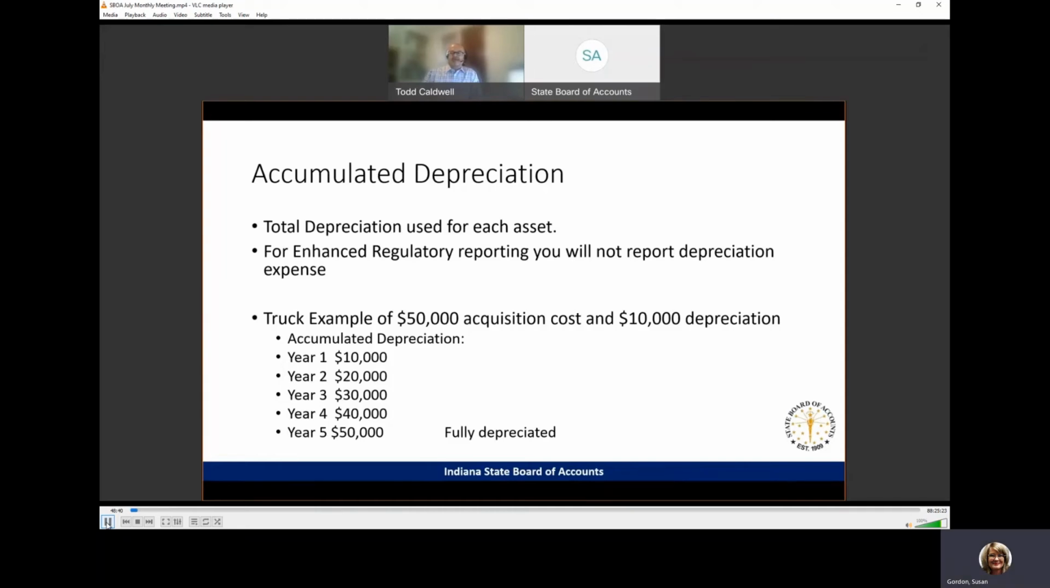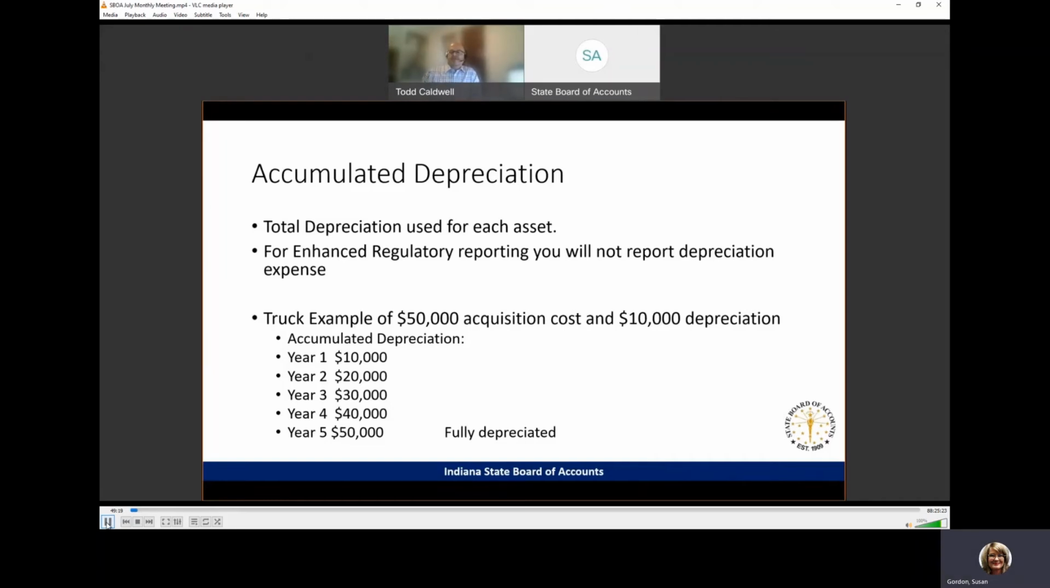In year two, you're going to add $10,000, so at the end of year two your accumulated depreciation for this truck would be $15,000, the 5 plus the 10. Year three, you're going to add another $10,000, so at the end of year three it would be $25,000. At the end of year four it's going to be $35,000. At the end of year five it's going to be $40,000, but you're actually going to go into year six to take that final half year of depreciation, and it would be $5,000 you're adding in year six to come up to your fully depreciated $50,000.